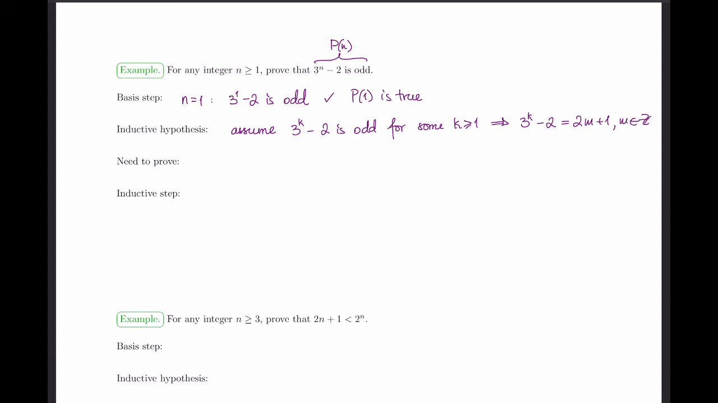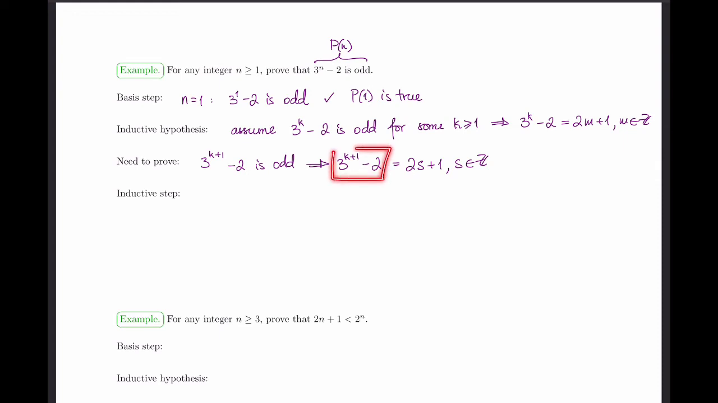Okay, we can't use k anymore here because we've taken up that name for the variable in the inductive hypothesis. Excellent. What is it that we need to prove? We need to prove that 3^(k+1) minus 2 is odd. And again, writing that out in the format of an equation, what I am after is that 3^(k+1) minus 2 is equal to 2 times some integer, let's call it s, plus 1, where this s is an integer. All right, let's see what we can do here.